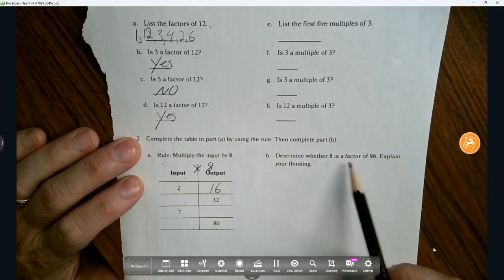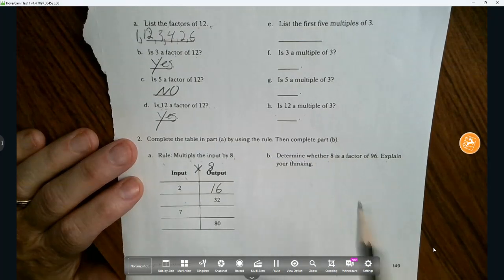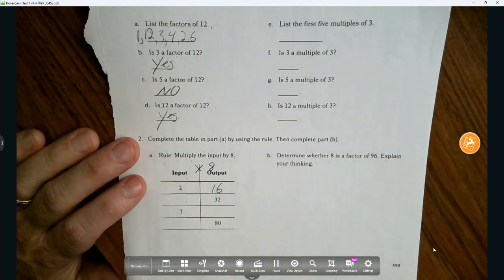Determine whether 8 is a factor of 96. Explain. So, can you multiply 8 by something to get 96?